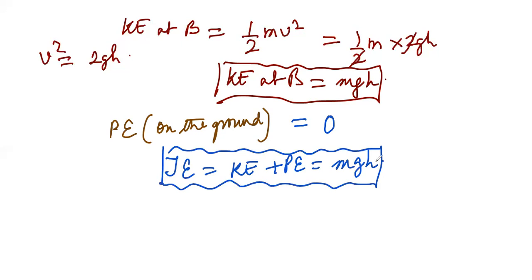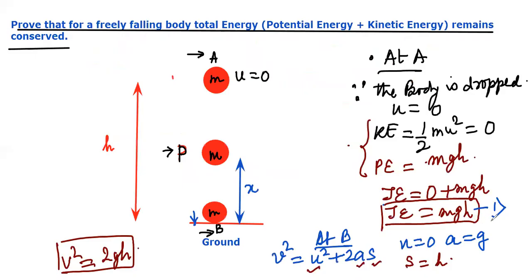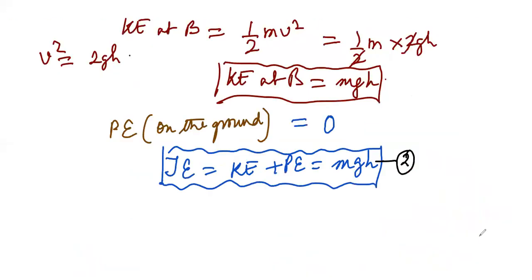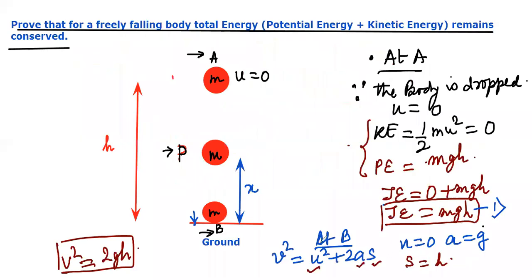So you can see, children, this is our second case. That is, you can see over here, at A it was mgh, at B total energy is equal to mgh only. So that means in both the cases, the total energy remains the same. Now I move on to the next part, which is a very, very interesting part, that is point P. So I'll just move on to the next page.